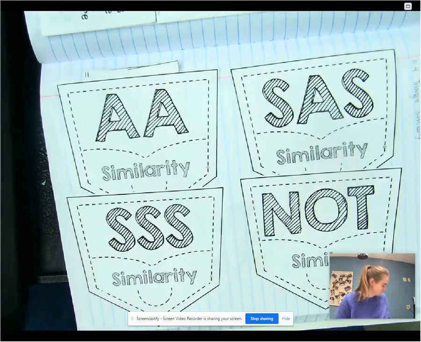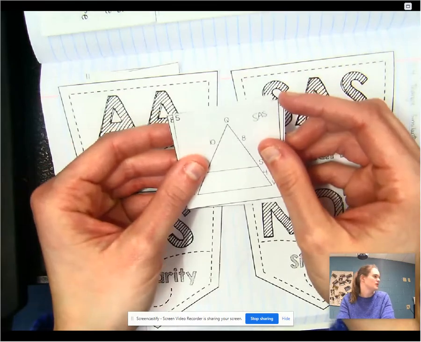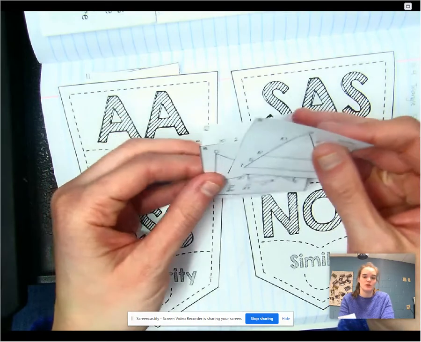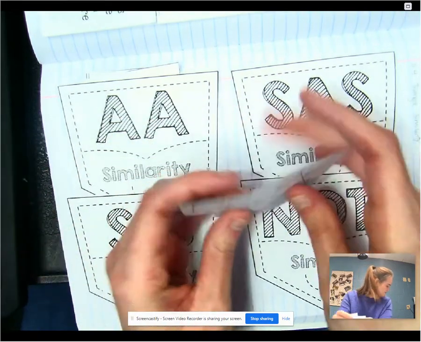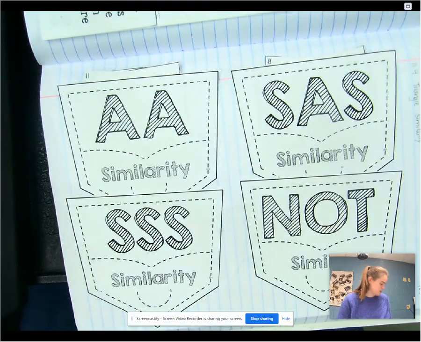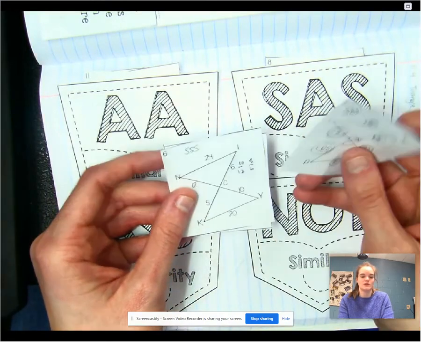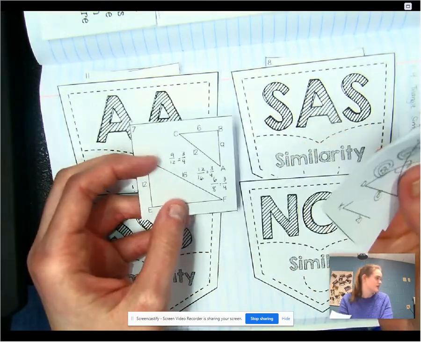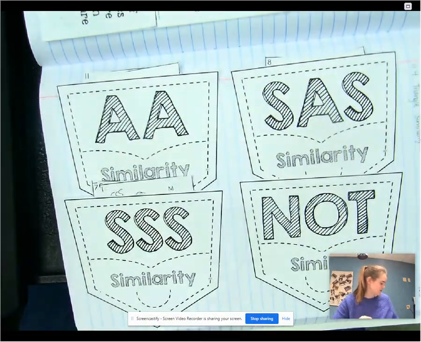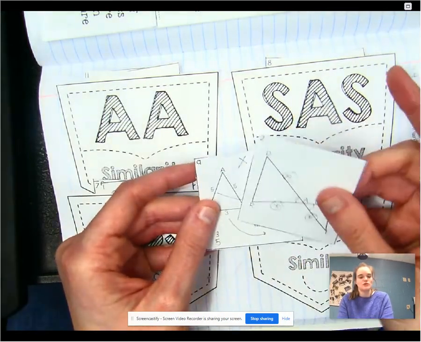For side-angle-side similarity, you should have put in card number 5, number 8, number 12. I feel like I'm missing one, maybe not. You'll see. You might have to put extra in there in a minute. And side-side-side similarity. You should have put card number 1, 6, and 7. 1, 6, and 7. I know what the issue might be. You might have to dig out an AA again. In not similar, you should put in 2 and 9.